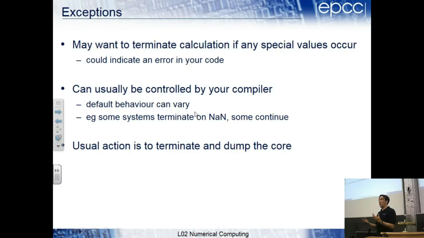And so you might say, look, in my calculation, I'm happy if infinities happen. Or you might say, I want the program to terminate. And normally that can be controlled by your compiler. What will happen is the processor itself will throw some exception when these things happen. But then it's up to you what you do with that. When you trap it, do you dump or do you carry on?